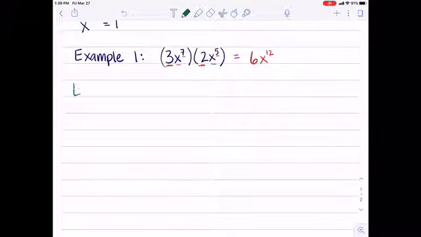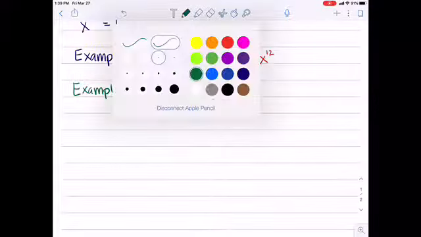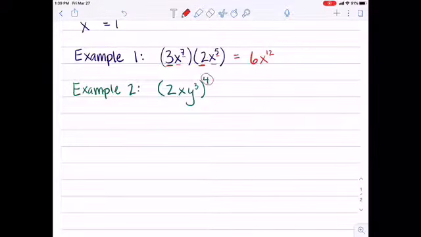For our second example, let's say that I give you a problem that looks something like this. We have 2x, y to the 3rd, all going to the 4th power. Now, when I do this, I can distribute out this exponent as long as there's no addition or subtraction inside the parentheses. If there is addition or subtraction, you have to write it out multiple times and distribute. But here, since there's not, I can just go ahead and distribute my 4th power.